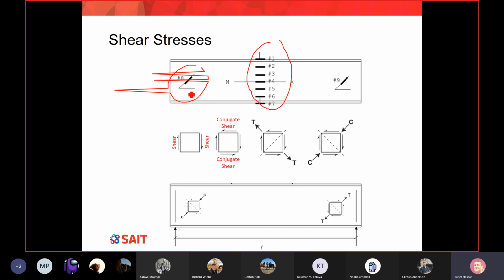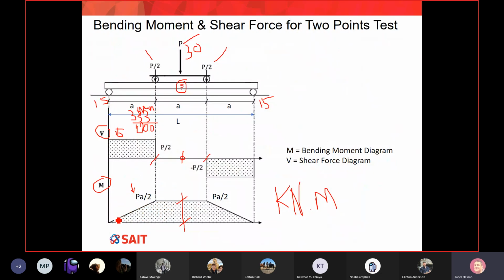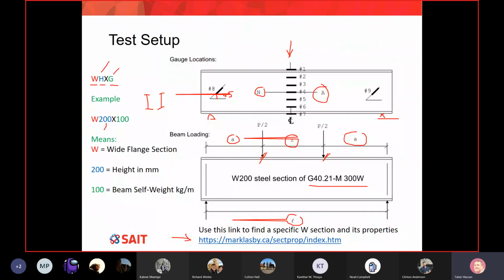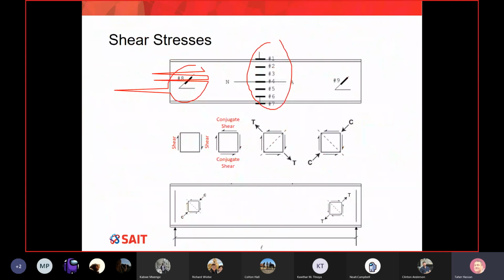Number one, the moment will die. If I need to remind you, that was the moment diagram. So if you go close to the support here, how much is my moment? It is almost zero. How about the shear? We have the maximum shear. And what this means is my strain gauges number 8 and 9, look at this, strain gauges 8 and 9, are close to the support. What they do is they measure strain, but not due to bending moment or normal stresses. They measure strain due to shear stresses. Do you guys agree or disagree?